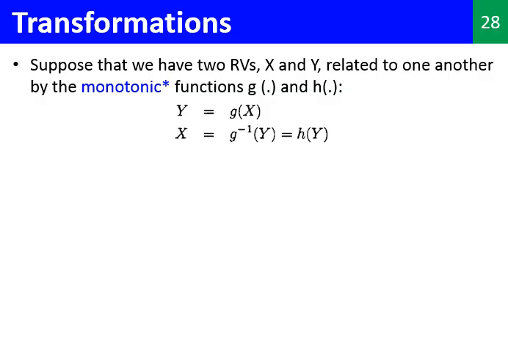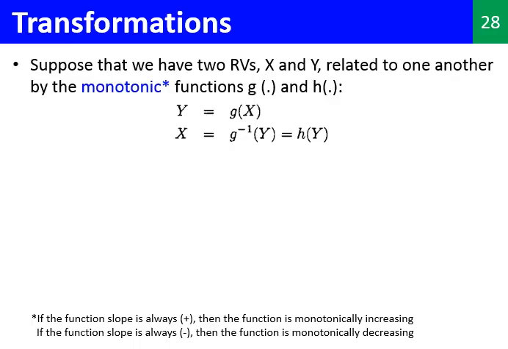Next, we will have a quick look at how probability density functions get transformed under a given function. Let's say we have two random variables x and y, and they are related with each other by monotonic functions g and h. By the way, do you know what a monotonic function is? So we say that if the slope of function is always positive, then the function is monotonically increasing. And on the other hand, if the slope is always negative, the function is monotonically decreasing. Okay, so here we have y equals g(x), and x would be equal to g inverse of y, and we can call that h(y).